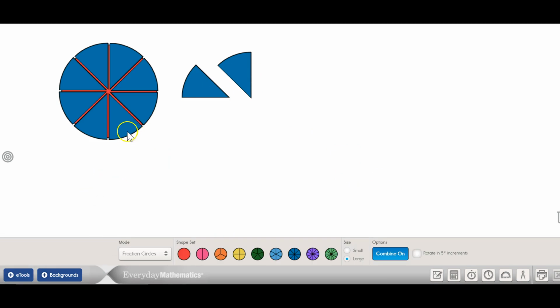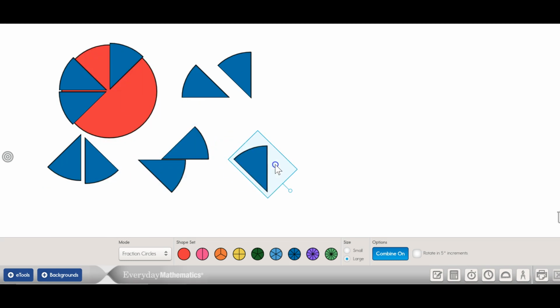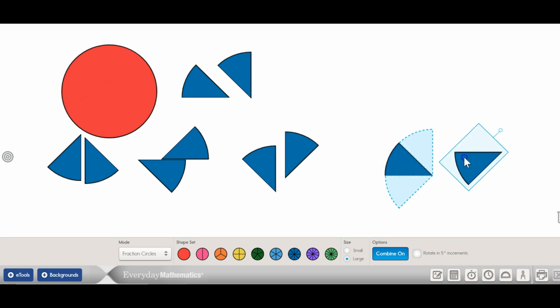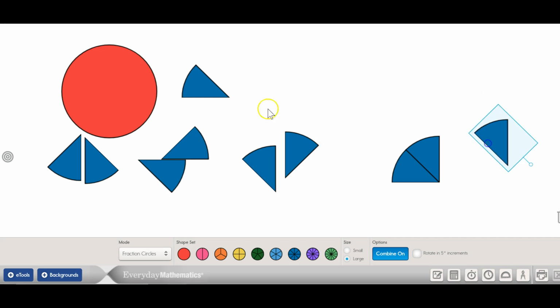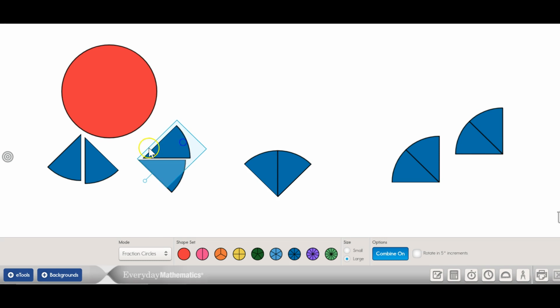I can decompose my 1 and 2/8 in many different ways. I could say 2/8 plus 2/8 plus 2/8 plus 2/8 plus 2/8. Two eighths plus 2/8 plus 2/8 plus 2/8 plus 2/8 would also equal my 1 and 2/8.